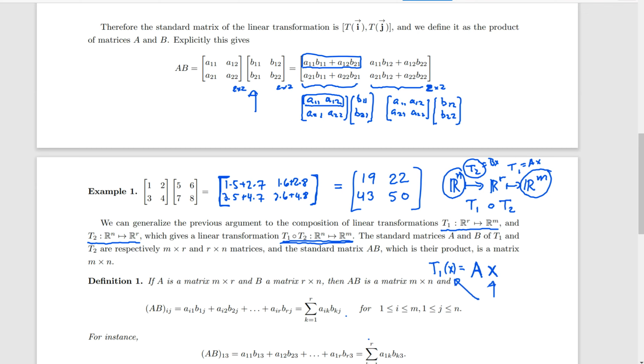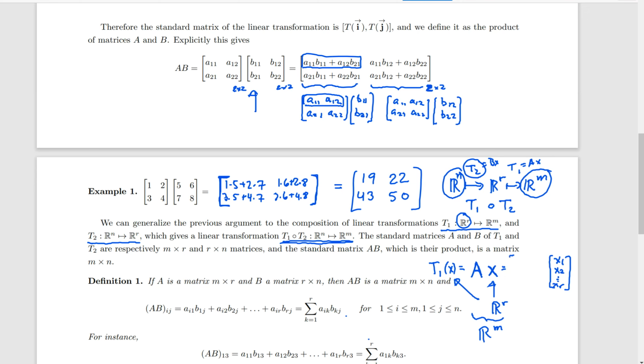So T1, remember, takes a vector in R^r. So this is in R^r, and the whole thing is going to be eventually in R^m. So I'm going to have a vector x1, x2, all the way to xr, because x is in R^r.